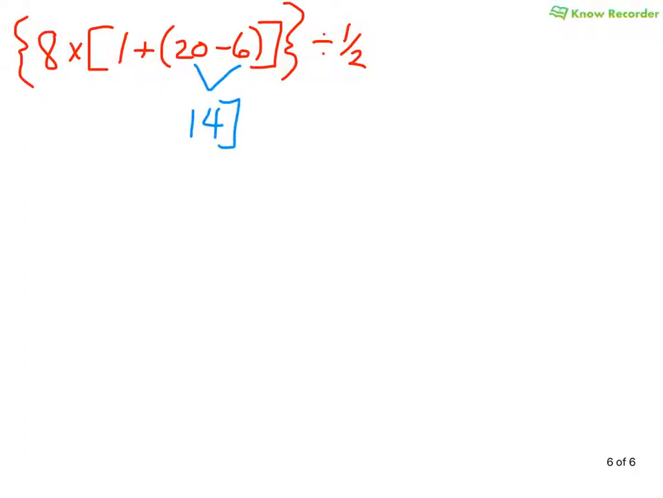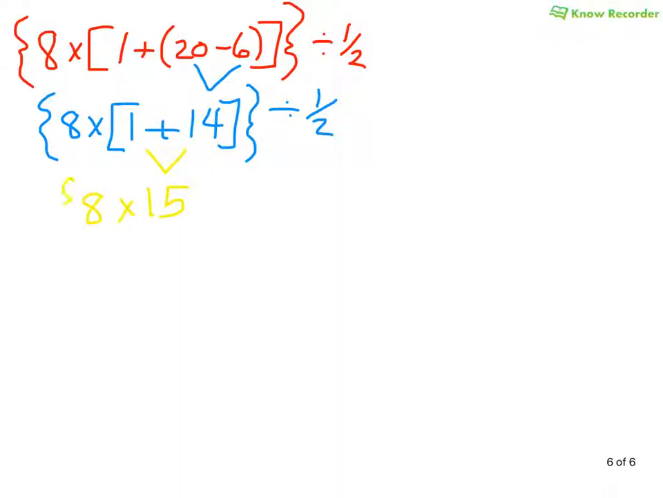Then I copy the rest of the problem again. You must show every step when doing this, guys, because otherwise whoever's grading isn't going to know what you did. All right? Don't do things in a single line. Keep funneling it down. The next set of parentheses are the braces. 14 plus 1 is 15 times 8 divided by half. Then 8 times 15 is 120 divided by 1/2.